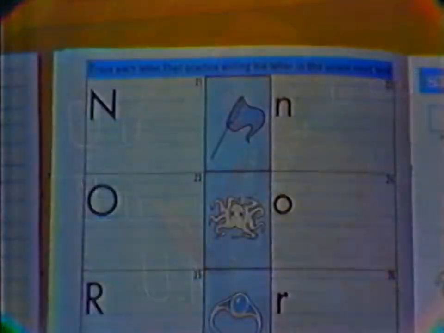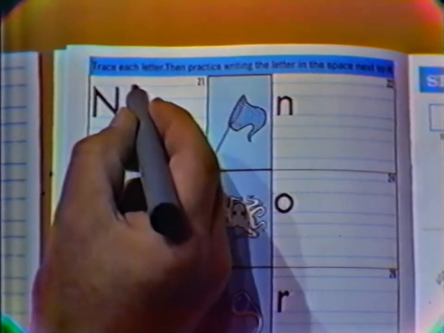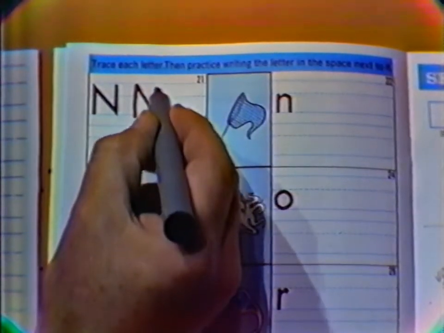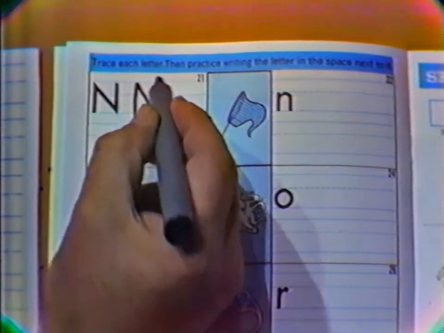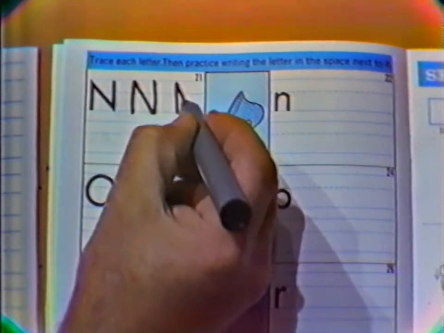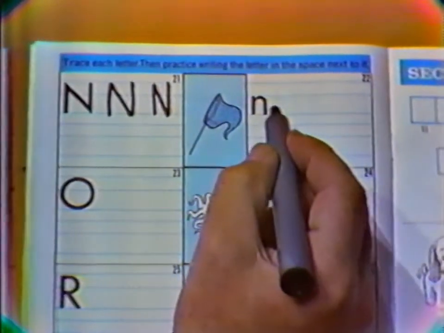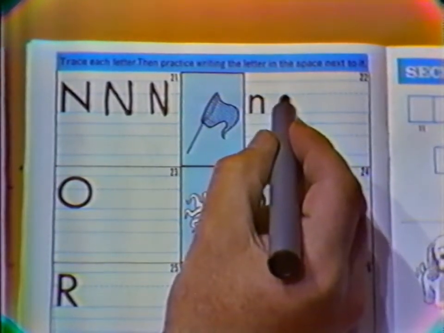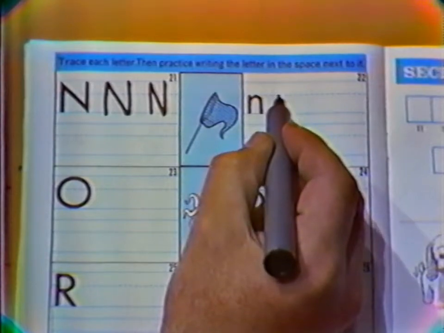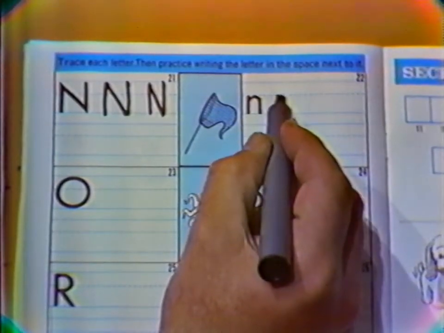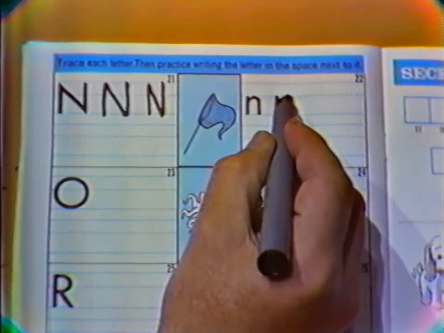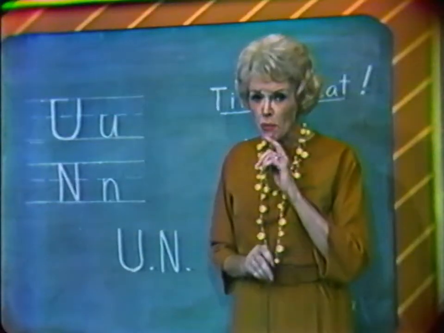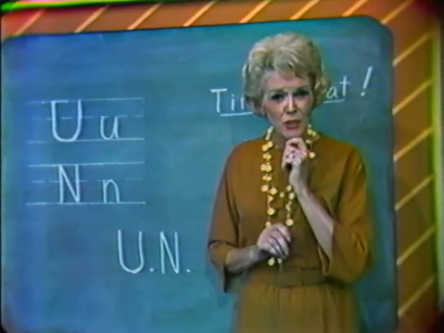Start at the top, straight down, start at the top again, slant down, and then straight up from the bottom to the top. Capital N. Now, small n is like the small m, only half its size. Remember, it's small, so start in the middle of your space, straight line down to the bottom, and then a little curve at the top, and down again. That's it, small n.